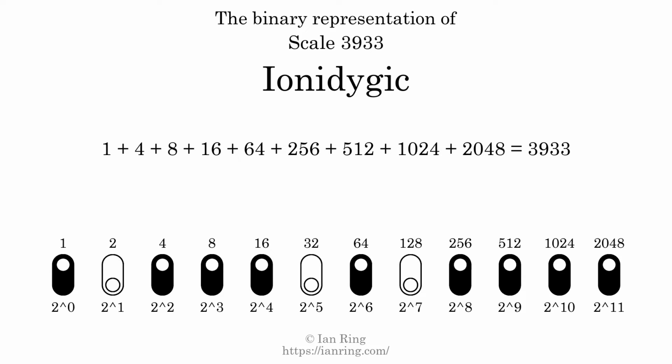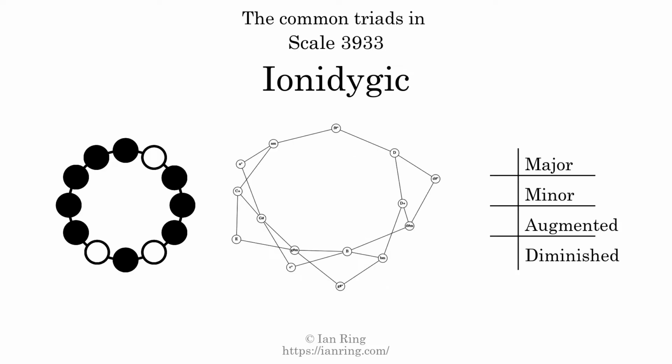3933. The scale number not only enumerates the scale with a unique index, but it also literally describes the tonal content of the scale. Represented as a binary number in base 2, the scale number is 111101011101. Here are the common triads present in this scale.